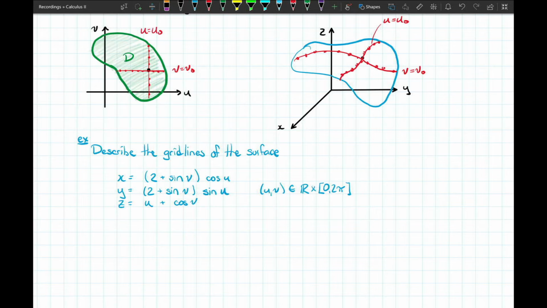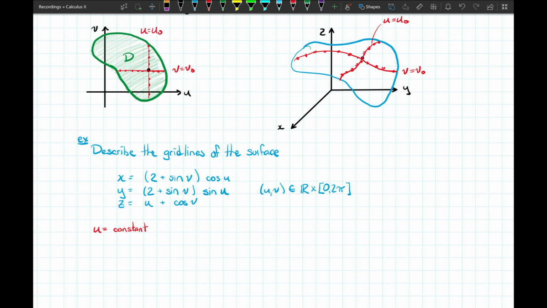Let's take a look at this surface where x is equal to 2 plus sine v cosine u, and y is equal to 2 plus sine v sine u, and z is going to be u plus cosine v. Now, u can be any real number, but v will simply be from 0 to 2 pi. Let's take a look at what happens when we look at the grid lines on the uv plane and see how those become curves in R3.